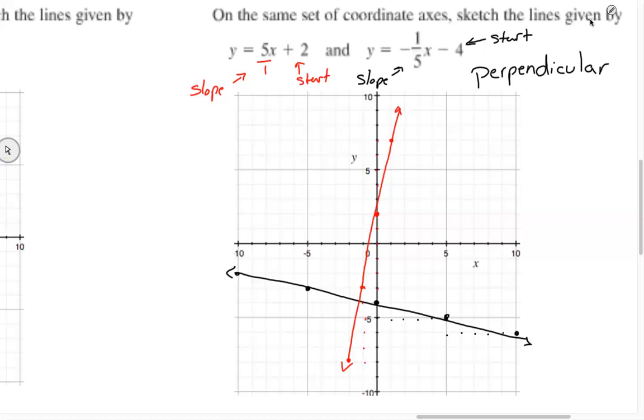What type of angle do they intersect at? Right angle. So perpendicular lines are two lines that intersect to form a right angle. We can algebraically see it because the slopes are opposite reciprocals. 5 over 1 and -1 over 5. Notice 5 over 1, flip it, 1 over 5, one's positive, one's negative. There we go. Good enough?